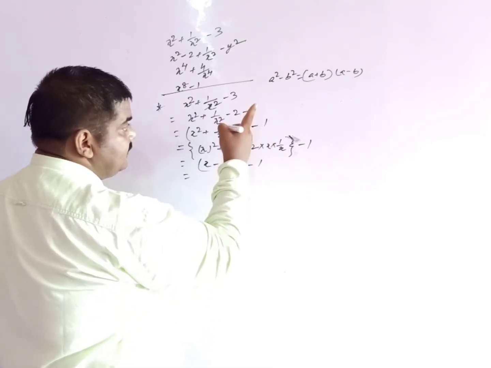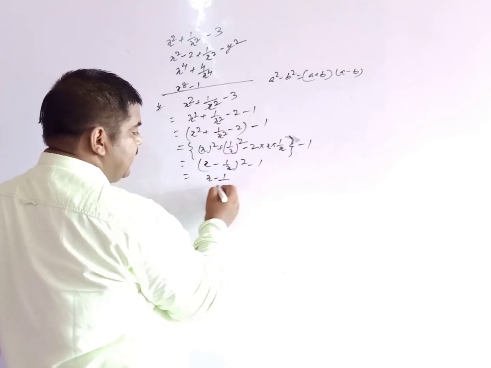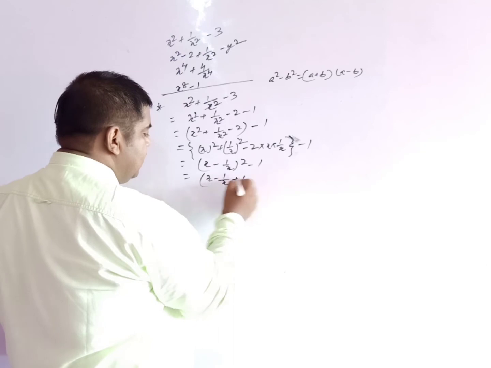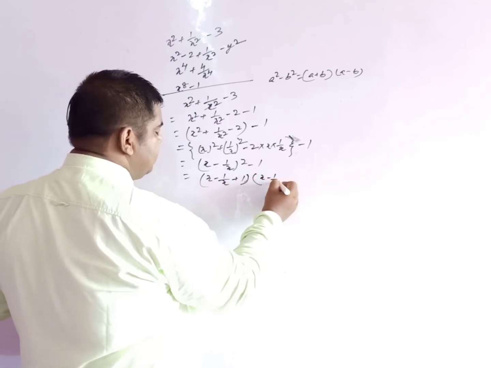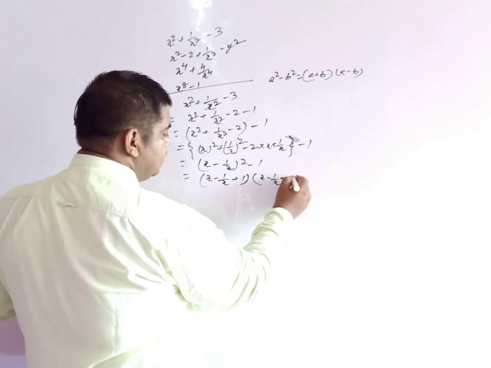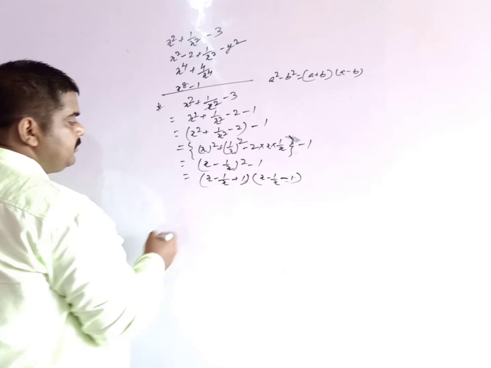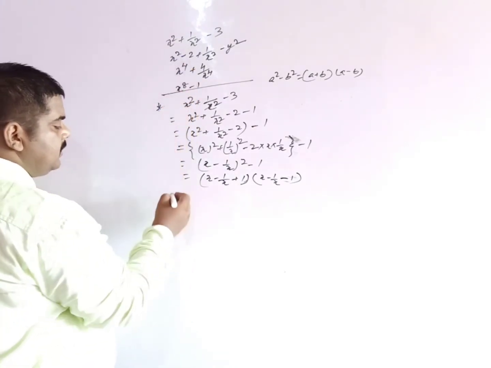So you can apply the identity which has been given: x minus 1 upon x plus 1, and the second term is x minus 1 upon x minus 1, because the second one is minus 1. So that is the solution of the first one. Similarly, you can solve all the questions.